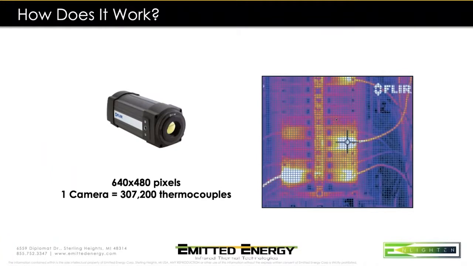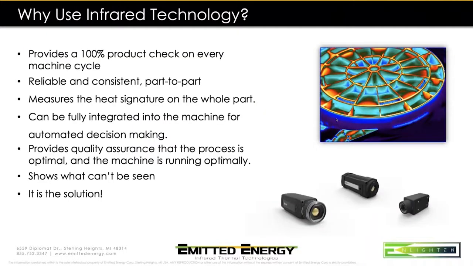To give this some context, a thermal camera at 640 by 480 resolution is the equivalent of having over 300,000 individual pixel points or temperature measurement points. Consequently, it's like having over 300,000 thermocouples or pyrometers. And we're able to use and correlate that data to make some pretty advanced and calculated decisions in manufacturing processes.